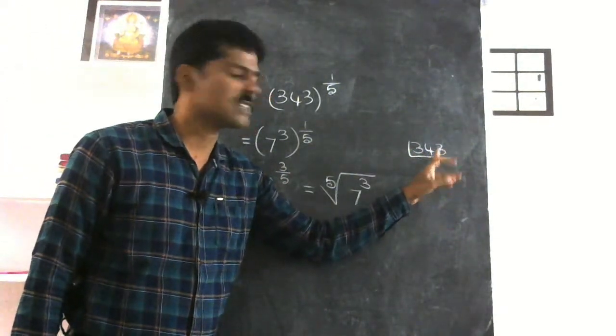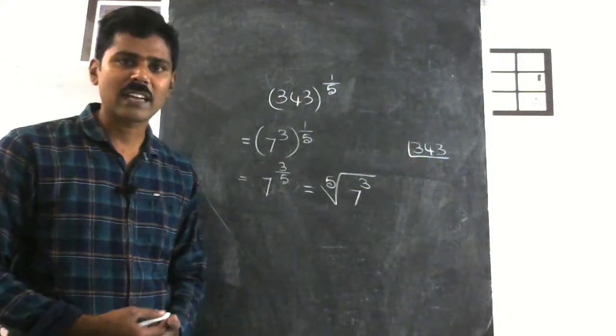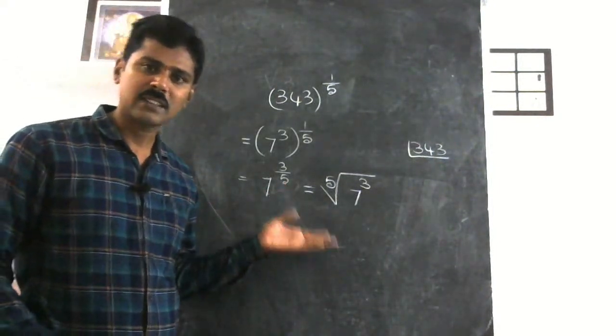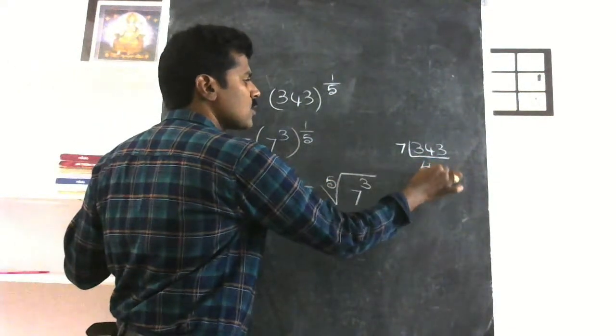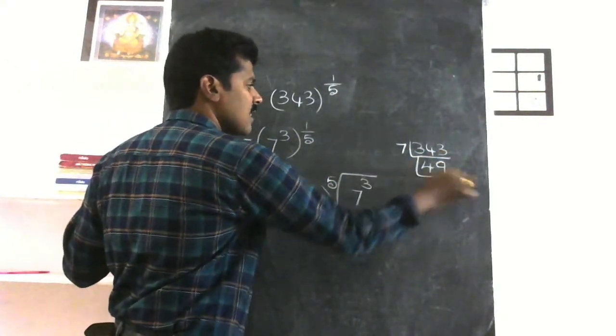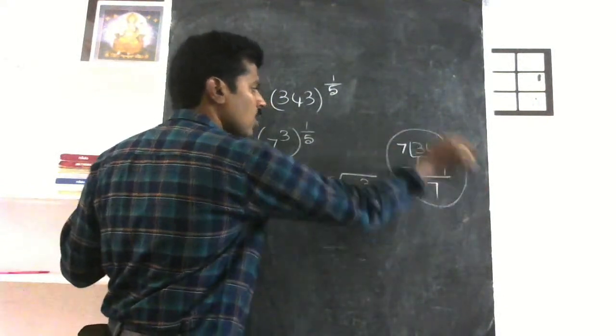3 plus 4, 7, 7 plus 3, 10. So we cannot cancel 3 over there. So 7 is the only number which you can go with. See, 7 4s are 28, 63, 7 7s are 49. So you got only 7 cube.